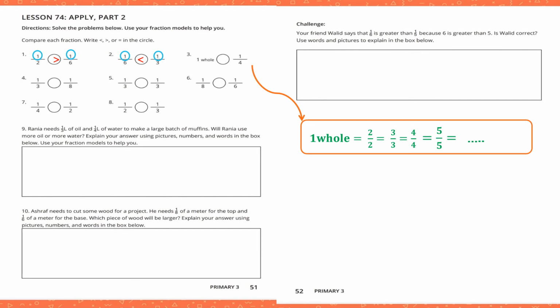Also here we have one whole. If you eat one whole pizza, it's bigger, or if you eat a quarter pizza, sure, one whole is bigger. And we said before, one whole equals 2 over 2 or 3 over 3 or 4 over 4 or 5 over 5. So 4 over 4 is bigger or quarter? 4 over 4.